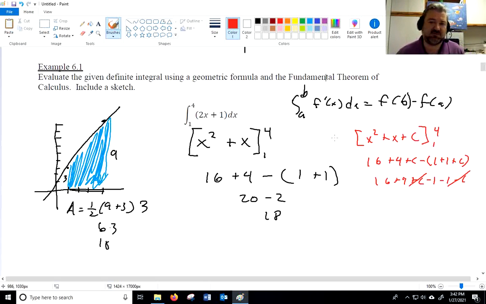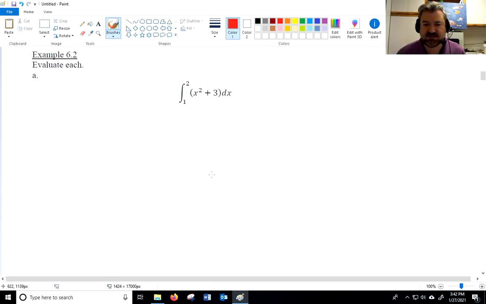So when you definite integrate, do not put a plus c. It could only just confuse you. But don't forget it when you do need it. All right, let's take a look at the next problem.